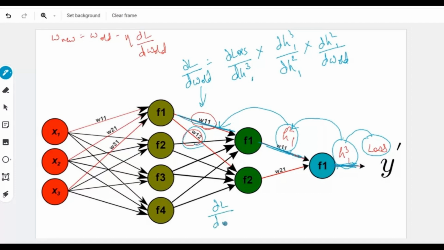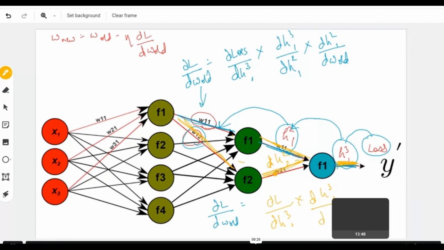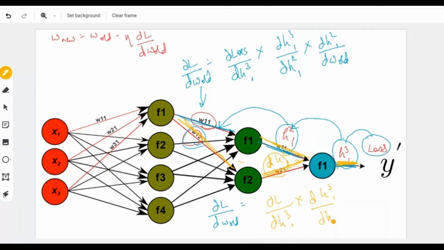Okay, now let us look into this one. Differentiation of loss with respect to the old weight will be equal to, let us look into the path first. You have this path here followed by this path here and then you reach this weight, right? So you have differentiation of loss with respect to the output here. What is the output here? The output will be H22. So differentiation of this output with the output of the second node of the second layer, and this output will be differentiated by the weight here.